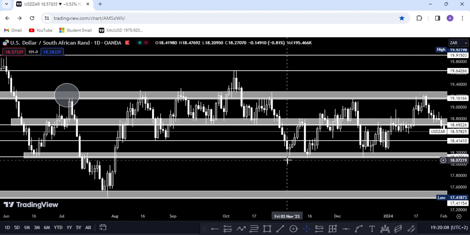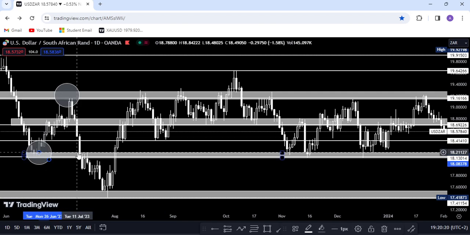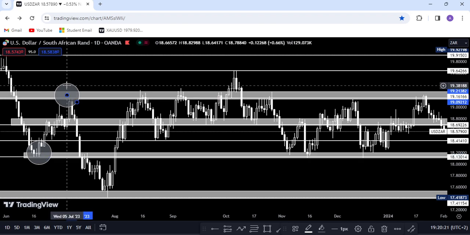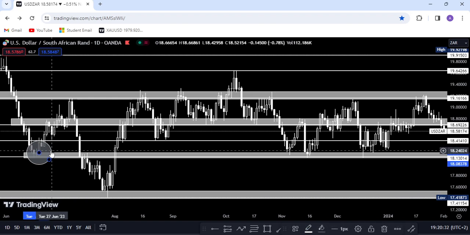So now, where is the support? The support that I'm seeing, this level is a support because prices, well, let me remove this one, because prices, as you can see, after hitting that zone, went up to another level.